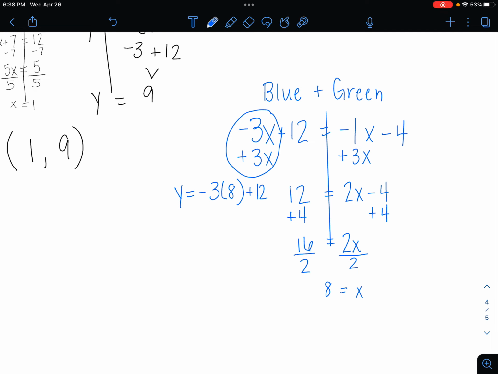And negative 3 times 8 is negative 24. Negative 24 plus 12 is negative 12. So y equals negative 12.